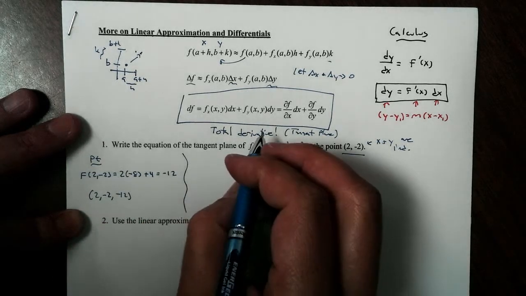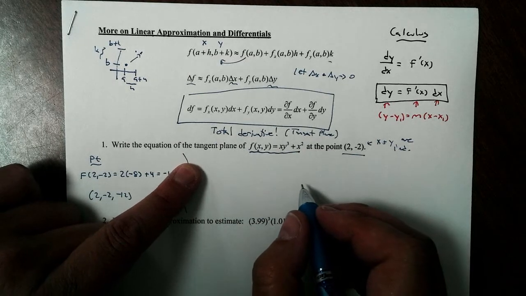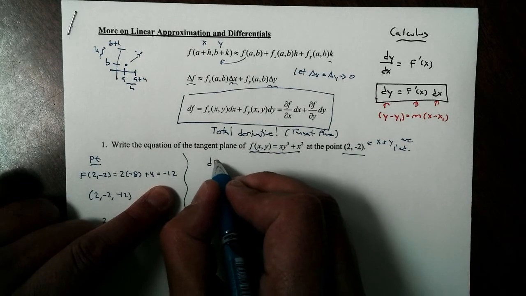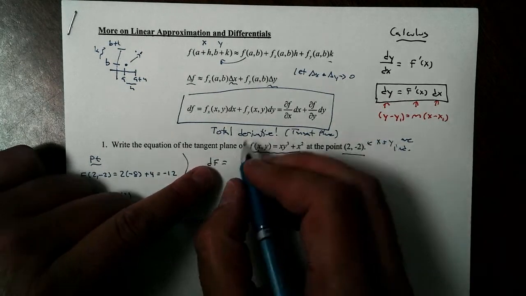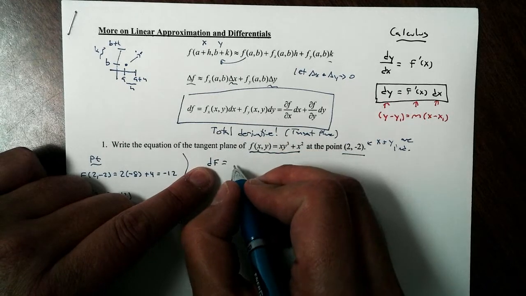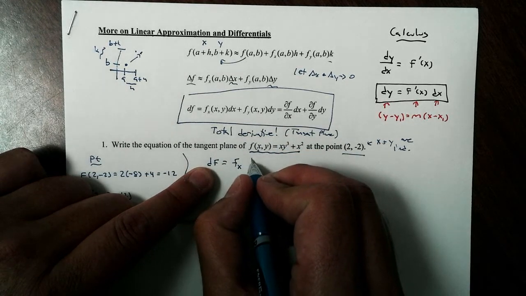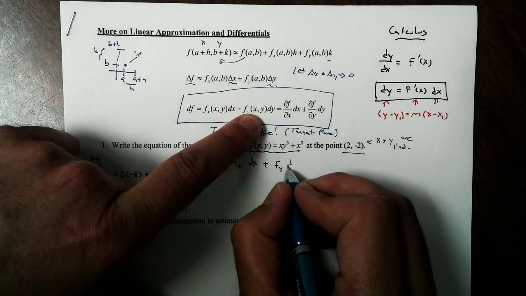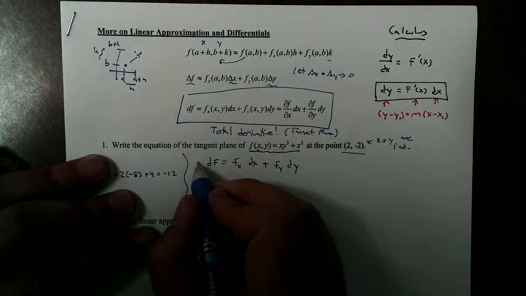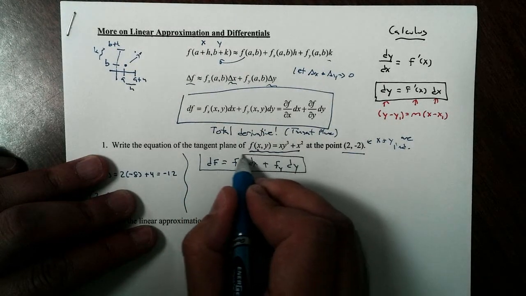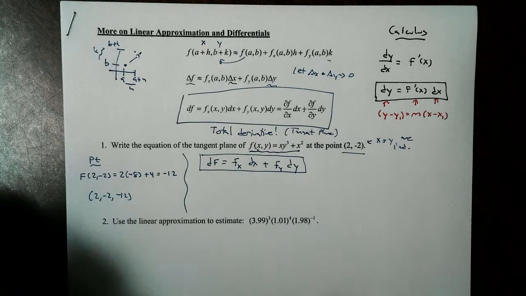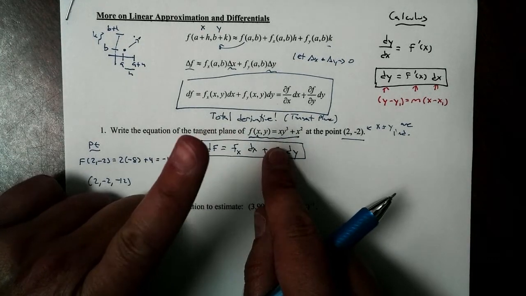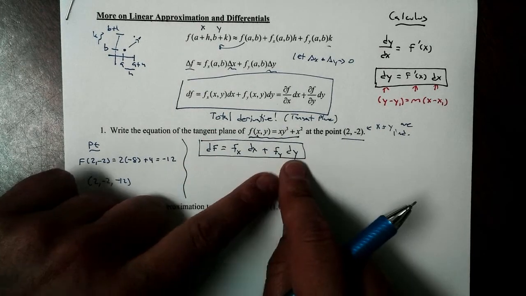Next, I'm going to go ahead and write my function. In order to get this, I'm just going to use this rule. Are you ready? df, the change in my function, is just equal to my partial with respect to x, dx, plus my partial with respect to y, dy. This right here is a very important function for us. We're going to talk a lot about this throughout the year. This is called our total derivative because we're combining our change in x with our change in y.